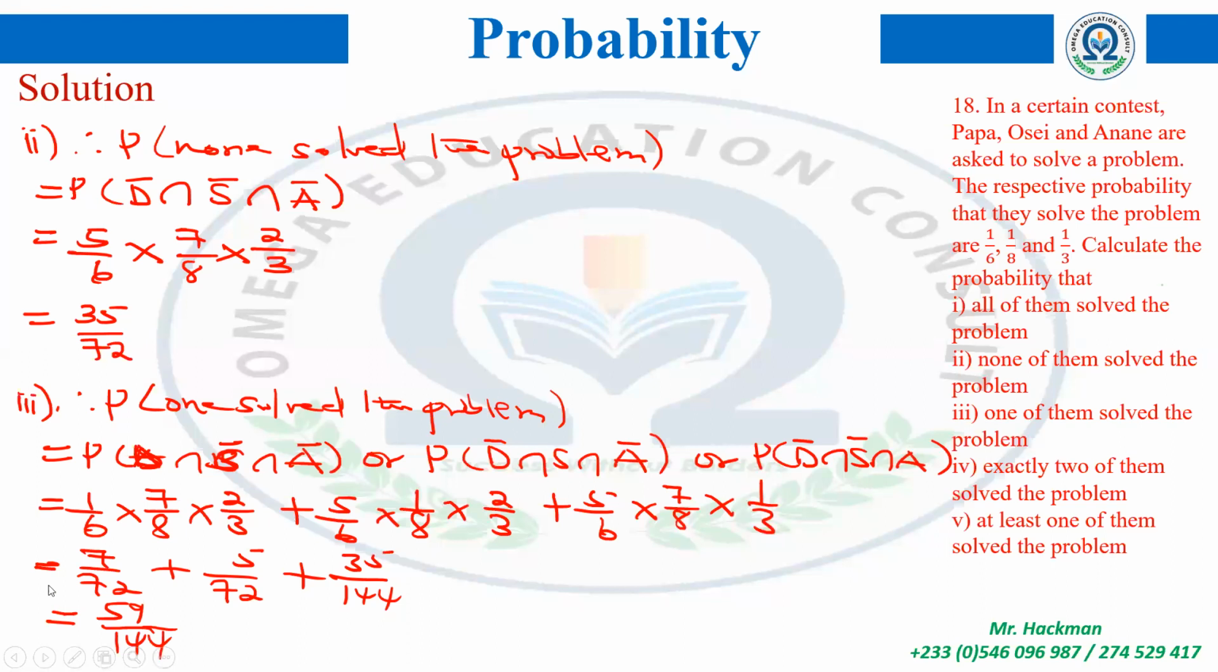At this point, you use your calculator to do everything at a go. Before this point, you can't use your calculator, deal with it term-wise. Here, you can do everything with your calculator. So 59 over 144. I hope I'm right. Yes, sir. Okay, so now we are left with the IV and the V.